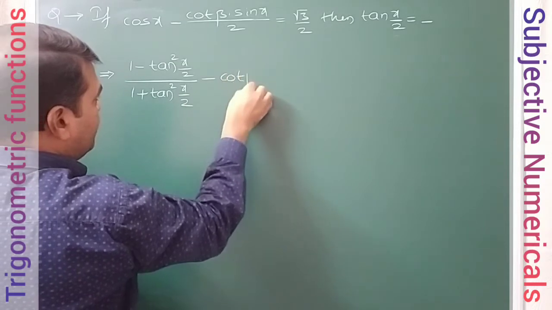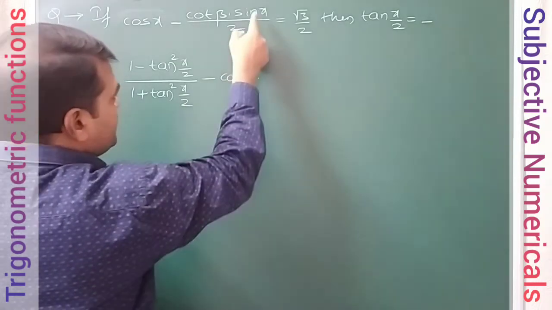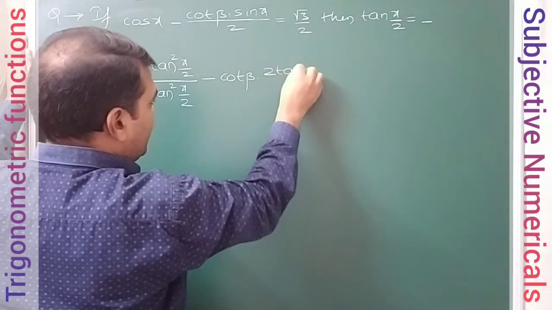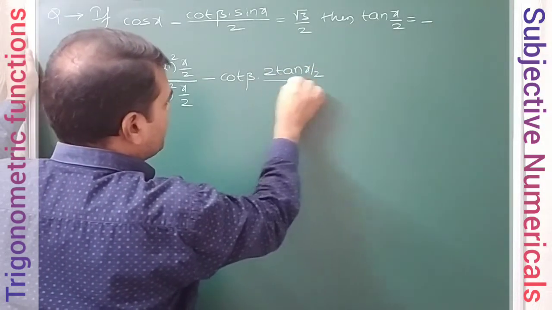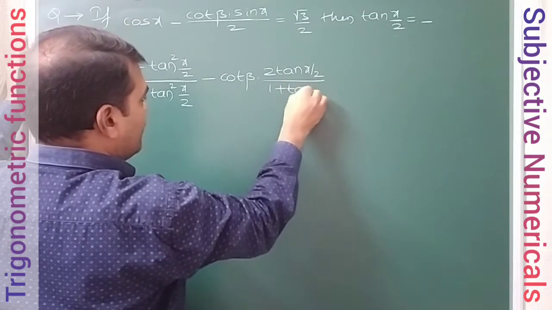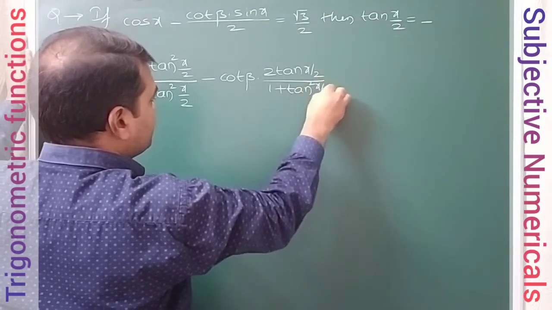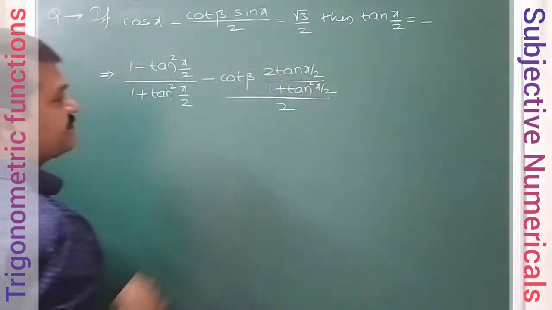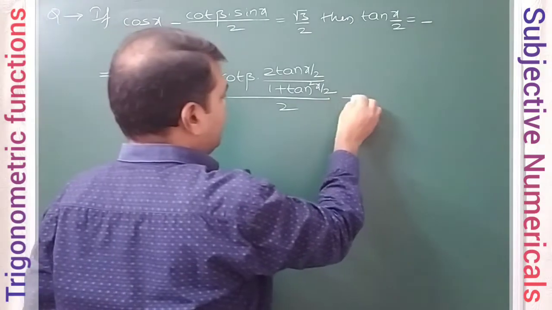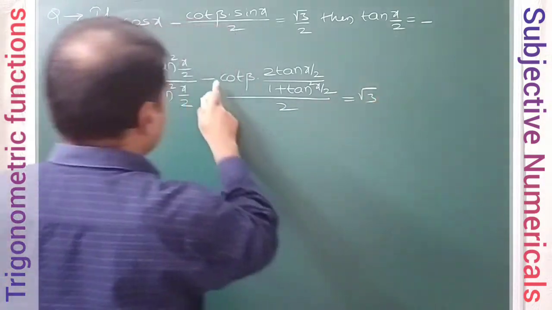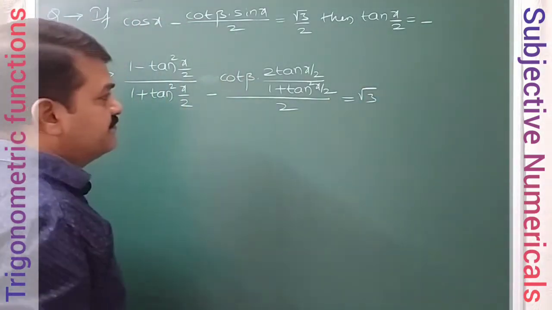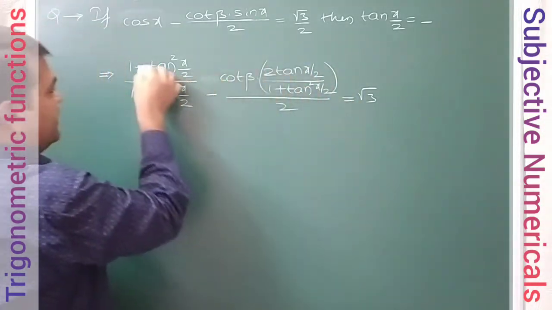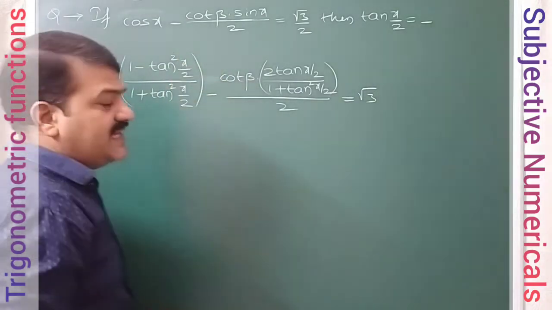Minus cot beta into sin x formula in terms of tan is 2 tan x by 2 by 1 plus tan square x by 2. So this is the sin x formula, and the 2 is there anyhow. So this is equal to root 3 by 2. So this is sin x in terms of tan and this is cos x in terms of tan.